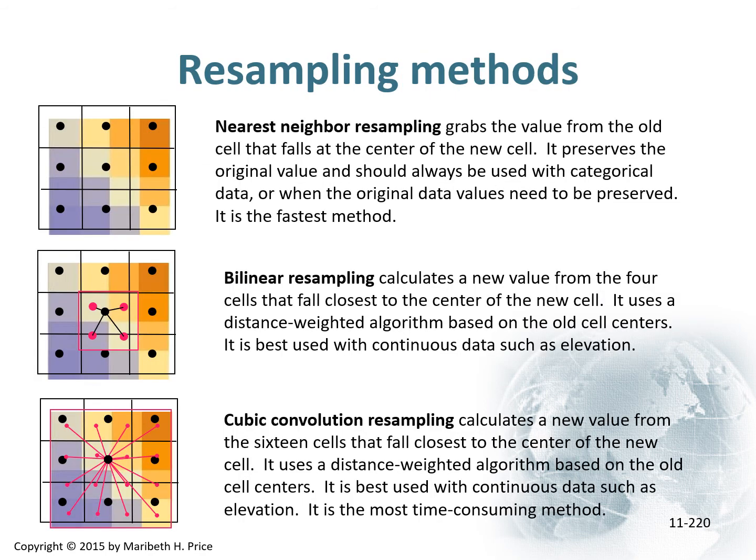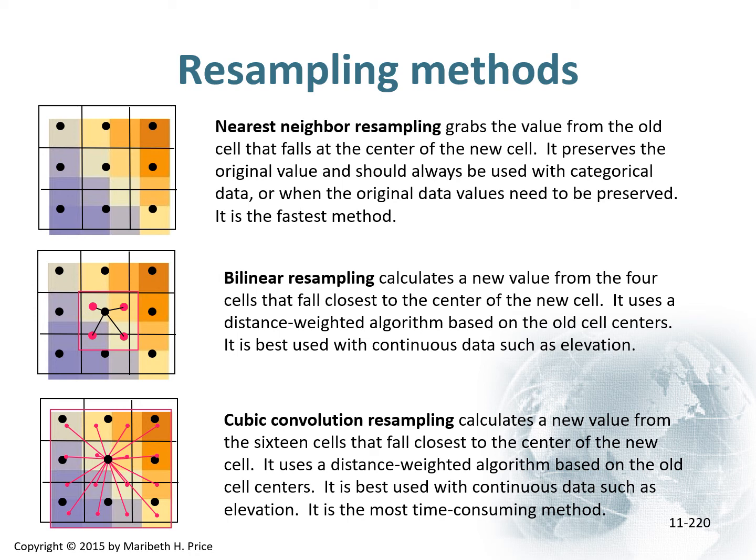So here are the 3 common resampling techniques that you absolutely have to know: nearest neighbor, bilinear, cubic convolution. Nearest neighbor, simplest, looks at the new cell center, finds the value under it on the old cell. That's the one it uses to populate the new one. Bilinear looks at the cell centers of the old cells, the 4 that are closest to the center of the new cell, uses those in a distance weighted algorithm to calculate the new value.